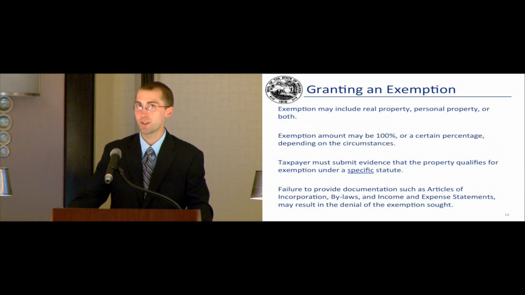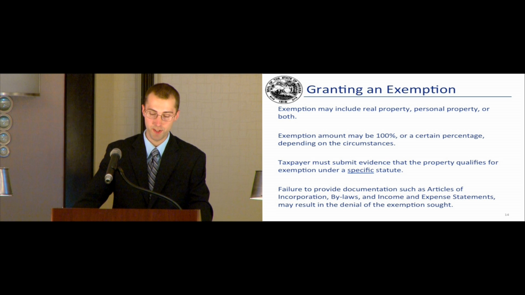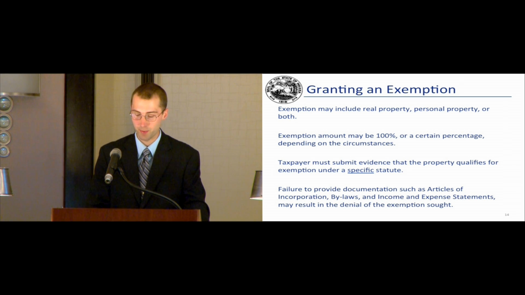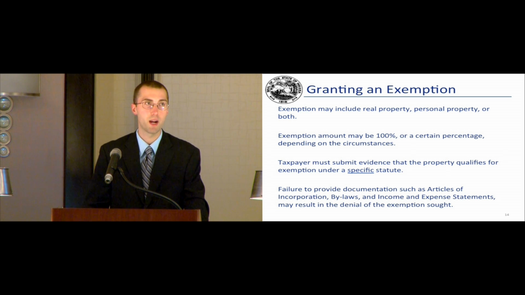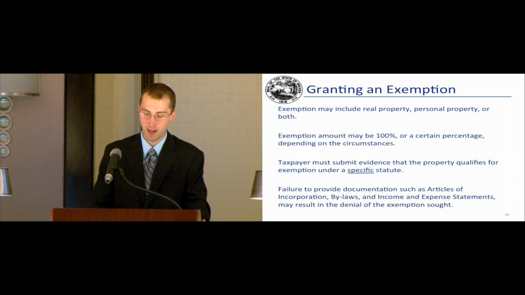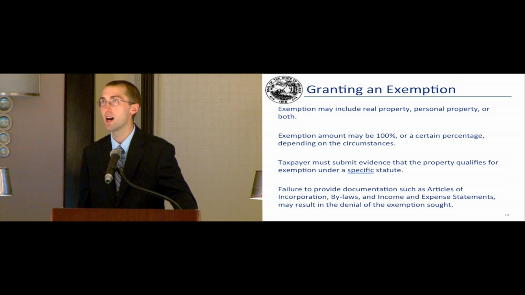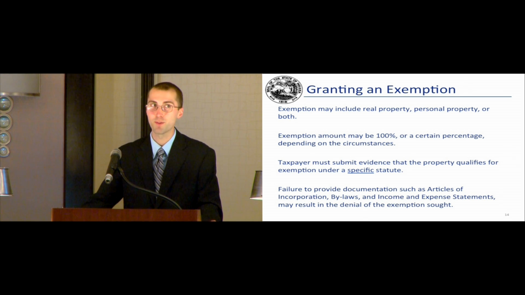Moving along to some additional points regarding exemptions. Exemptions may include both real and personal property or either or. An exemption can be made on 100% of the property or a certain percentage based on the circumstances, and the taxpayer must submit evidence that the property qualifies for exemption under a specific statute. And failure to provide this evidence may result in denial of the exemption.